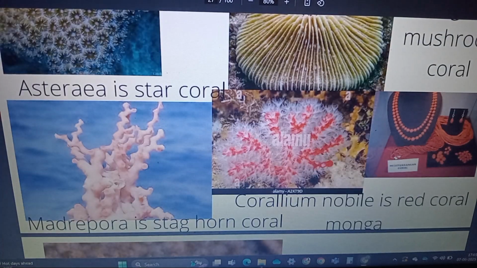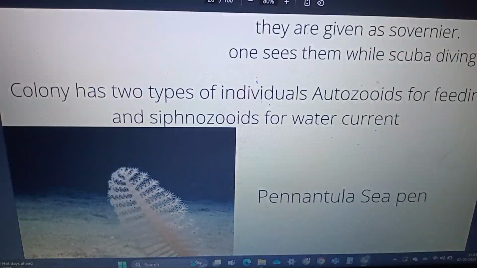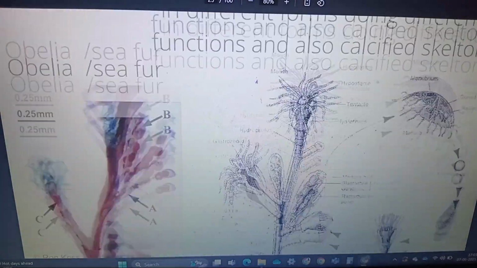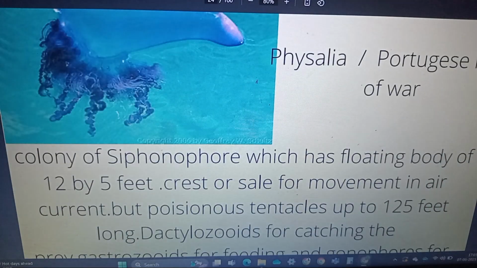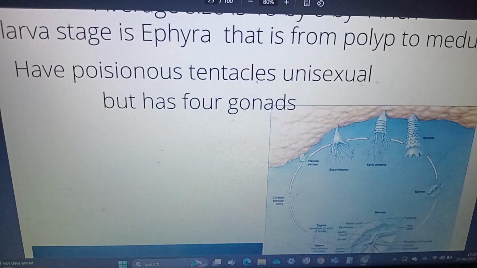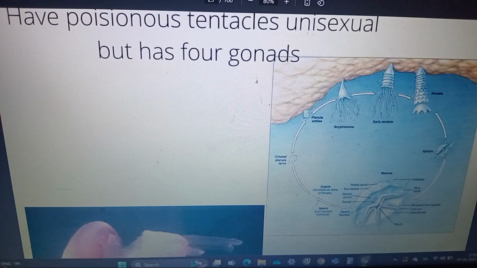Other are the corals which are red in color. For making ornaments, the red coral is obtained from Corallium. Their digestion is both intracellular as well as extracellular. They reproduce by budding and sexual reproduction. They are unisexual, but fertilization is external.